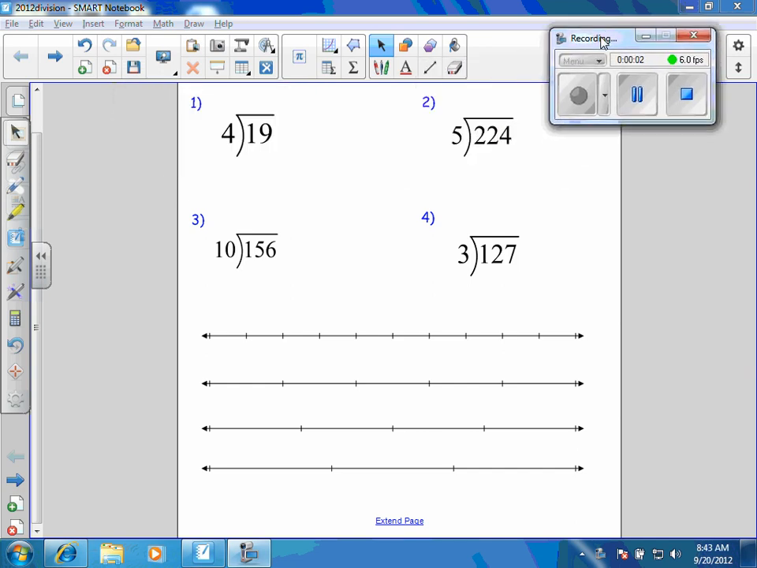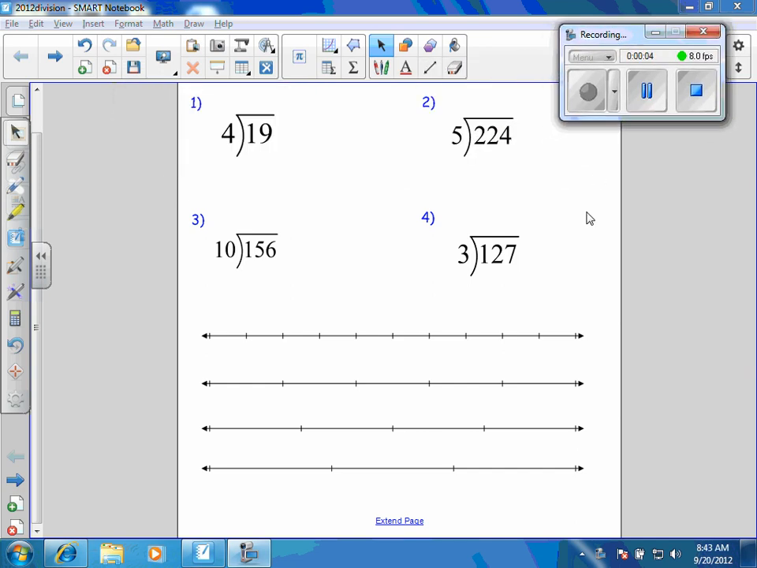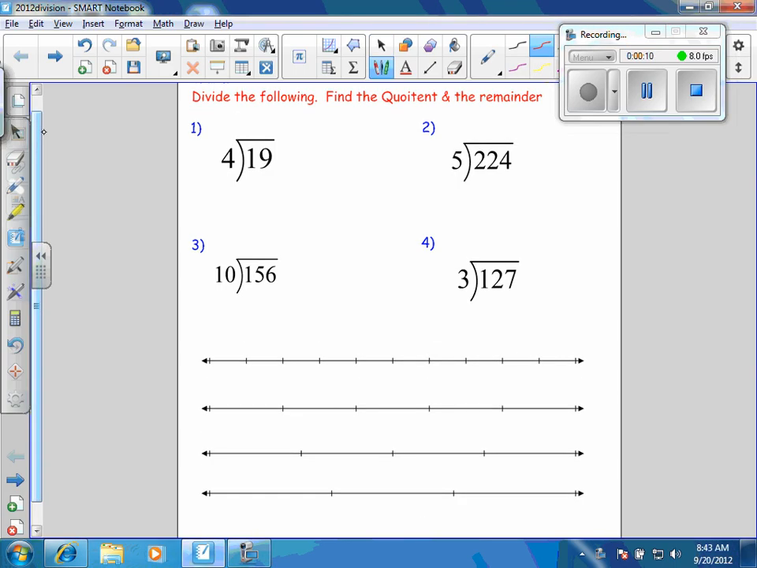All right, so let's go through division. Maybe a review from last year. Today in the directions, you're going to try to find the quotient and the remainder. Those are two new words. The quotient is how many times the 4 would go into the 19 evenly. So it's the whole part of the answer.